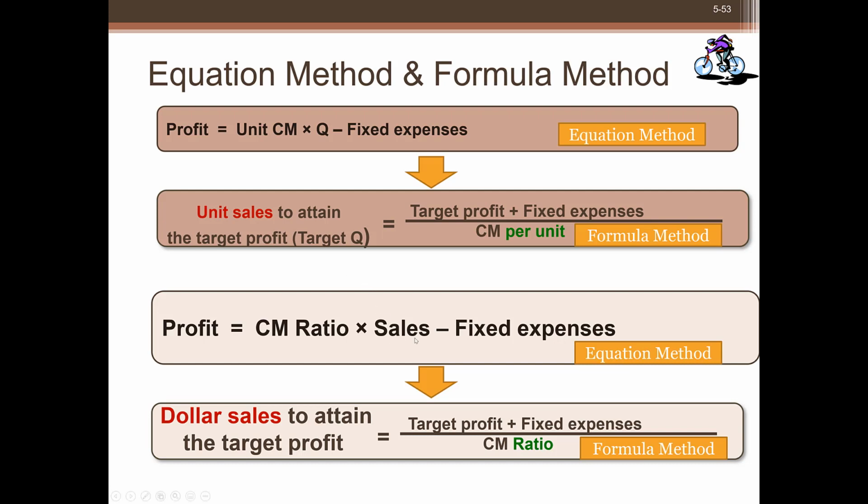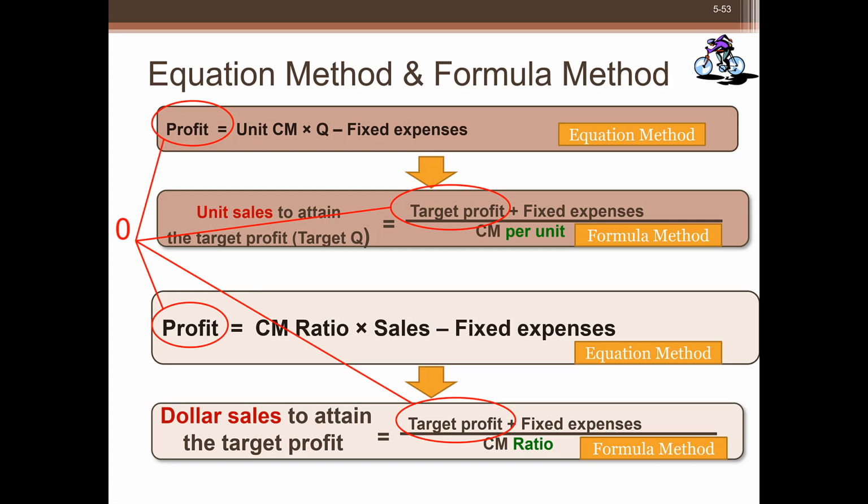For break-even, profit should be 0. We can set it as 0. See? So that's very straightforward. For equations here, target profit is 0. And then we can use the equation method and formula method to calculate either quantity sold or dollar sales.